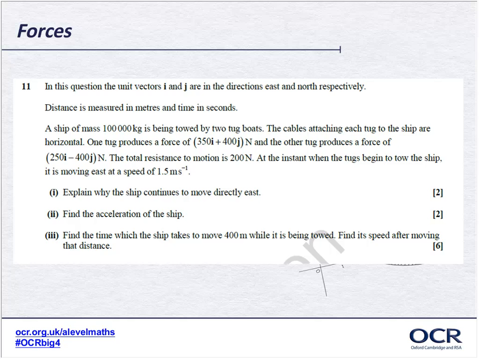So why does the ship continue to move directly east? Well, if you add together this 350i plus 400j and 250i minus 400j, you'll find that the two 400s cancel, and we simply end up with 600i. So there's only a force acting in the east direction. Note that i and j are east and north, not horizontal and vertical, and so it must simply continue to move directly east.